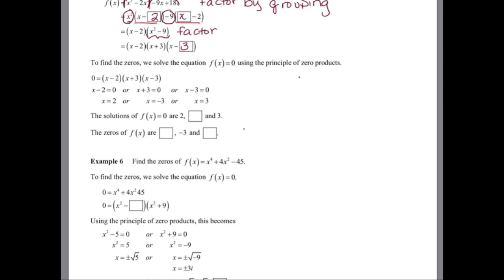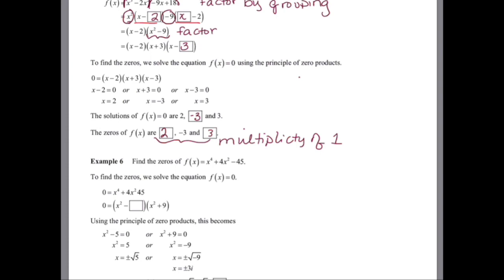Once we have it factored, we can solve and set each piece equal to 0, providing us with 2, negative 3, and 3 when I set each piece equal to 0. Our solutions then are 2, negative 3, and 3, all with multiplicity of 1 because they all occur one time.